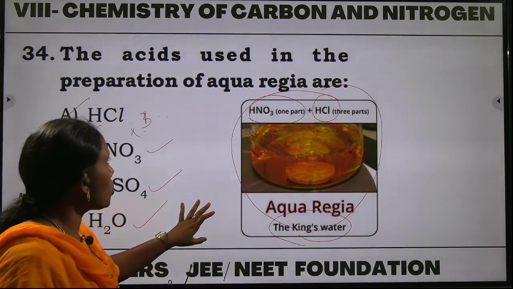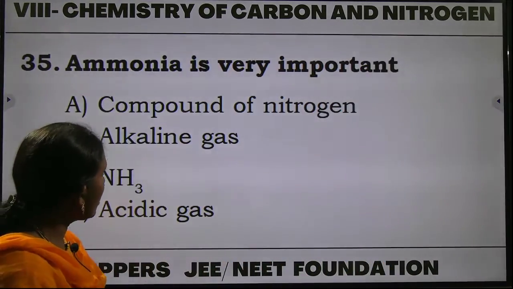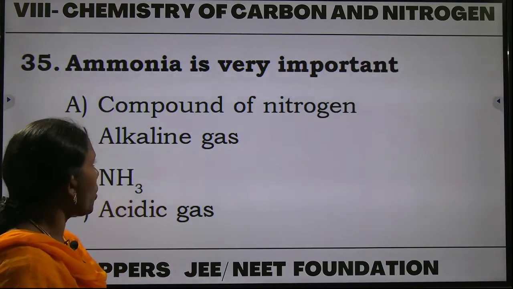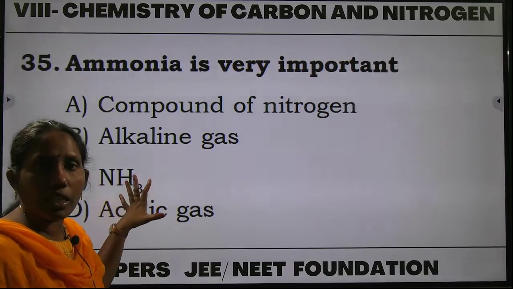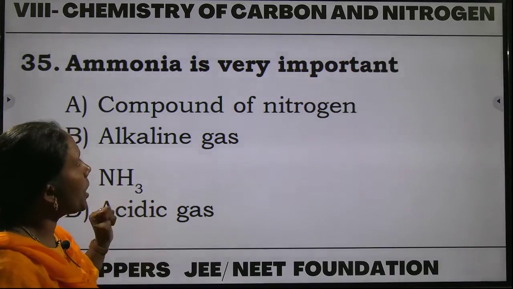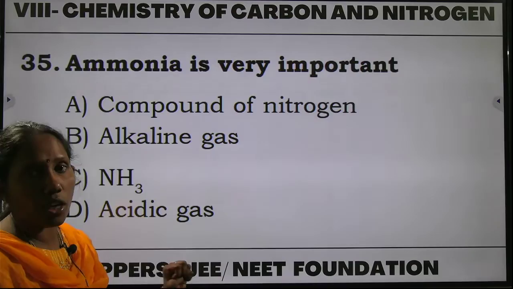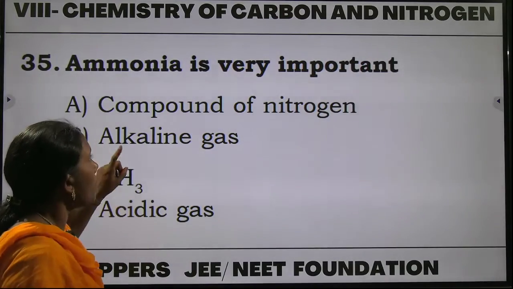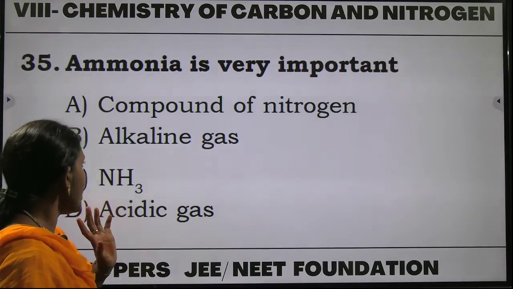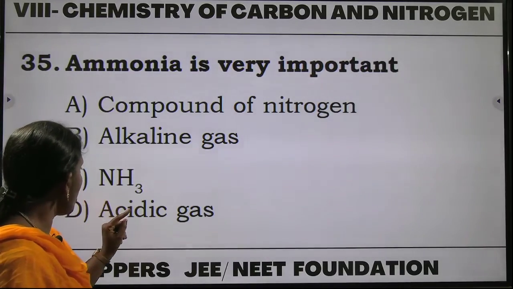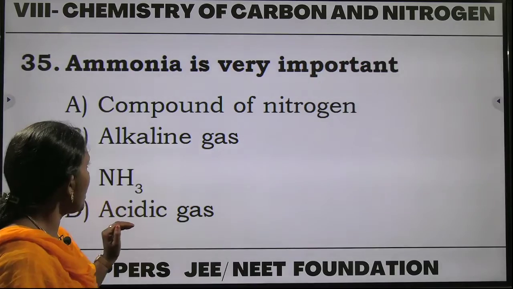Okay, comes to the next question. Ammonia is very important. Let us check the options. From the options we can get the answer for this question. Ammonia is very important for what? Let us see the options. Compounds of nitrogen, yes, and alkaline gas, third option is NH3 and fourth option is acidic gas.